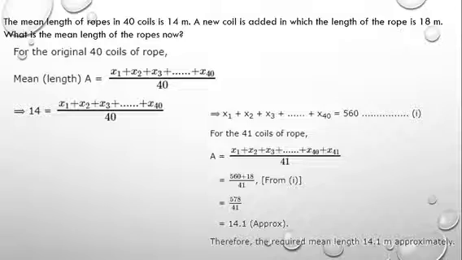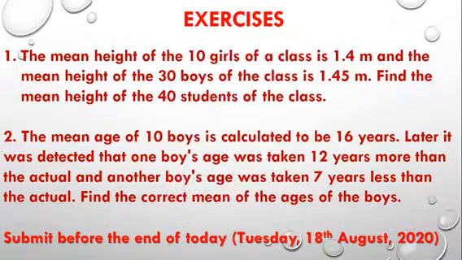All right, so I'll give you these 2 exercises. You're submitting before the end of today. The mean height of the 10 girls of a class is 1.4 meters, and the mean height of 30 boys in the class is 1.45 meters. You have to find the mean height of the 40 students of the class. So I expect that you'd be able to do that.